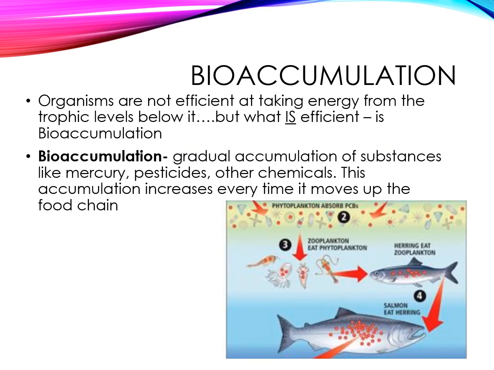So it's a huge inefficiency as it goes up the trophic levels. Even though organisms are not efficient at taking energy from the trophic levels below them, they are efficient at bioaccumulation. So what is bioaccumulation? Well, bioaccumulation is the gradual accumulation of substances like mercury or pesticides or other chemicals, and this accumulation increases every time it moves up the food chain. So unlike energy, which decreases, this one actually increases.